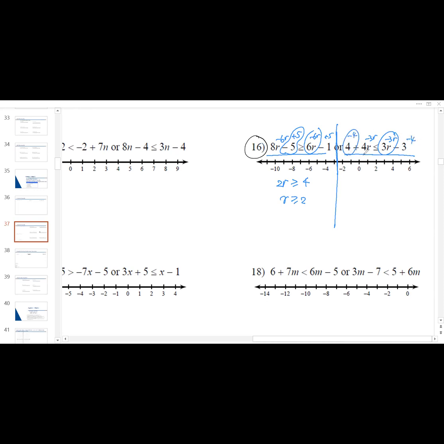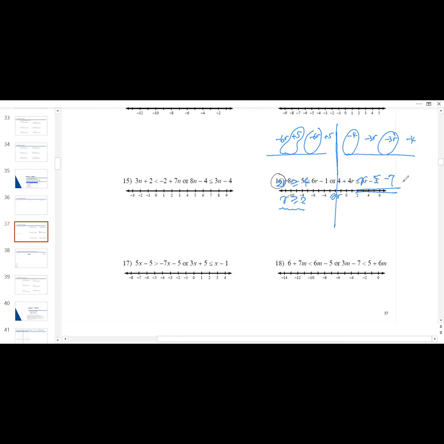So both sides at the same time do the same thing: minus 4, minus 4, minus 3r, minus 3r. So the left part is r, less than or equal to negative 7. Right? So here's r greater than or equal to 2 or r less than or equal to negative 7. Okay, so this example is relatively easy for you guys, I believe.